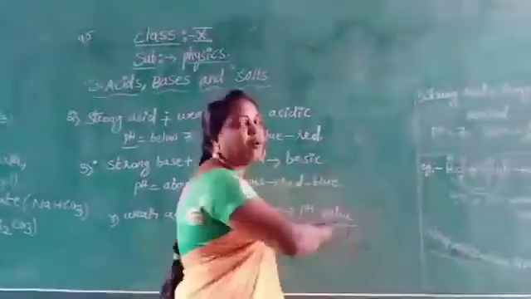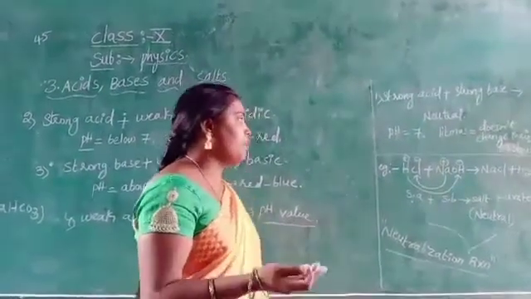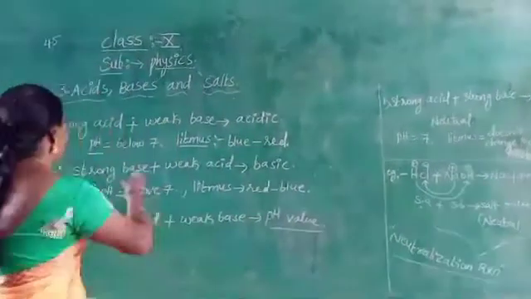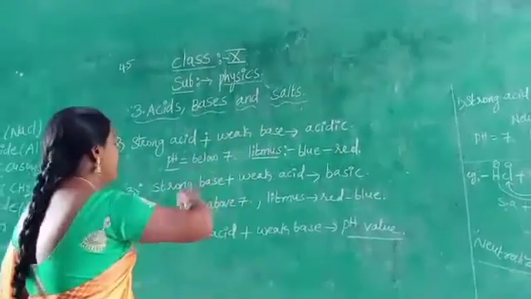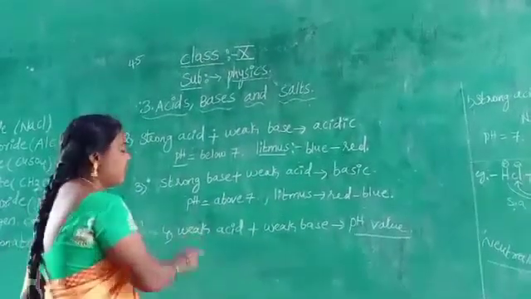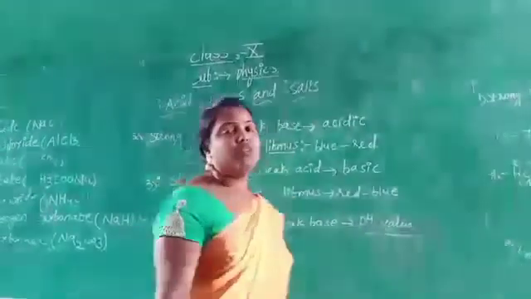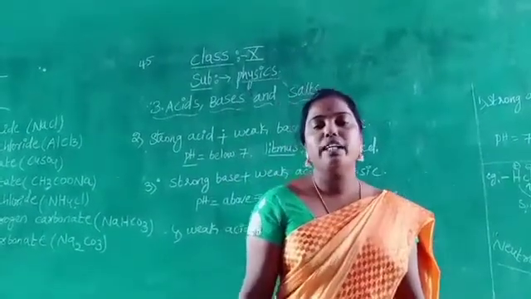Next, you read about these four points. If a strong acid reacts with a strong base, what will happen? If a strong acid reacts with a weak base, what will happen? If a strong base reacts with a weak acid, what will happen? If a weak acid reacts with a weak base, what will happen? What is the pH value and what is the nature of the litmus paper?